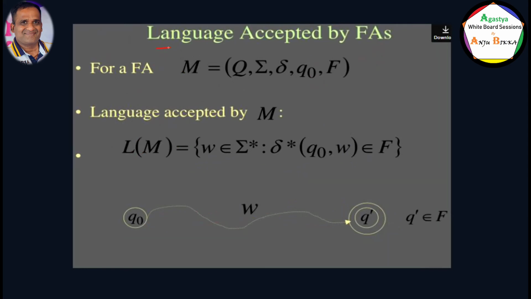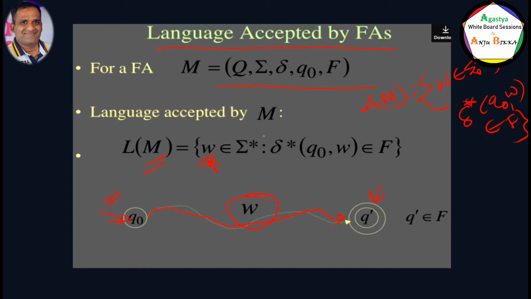So now, the language accepted by a finite state machine: L of M equals the set of all strings W belonging to sigma star such that delta star of Q0, W belongs to F. It means if there is a walk, a path labeled with W from the initial state to a final state, the set of all those strings is nothing but L of M.